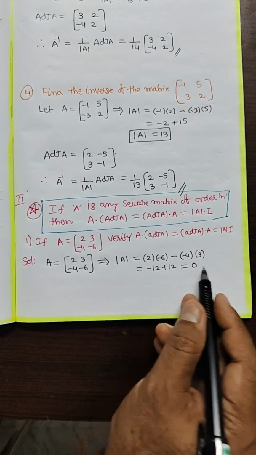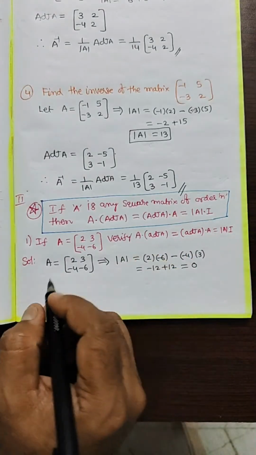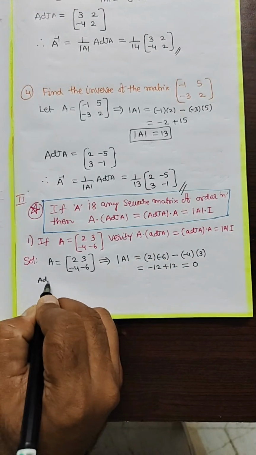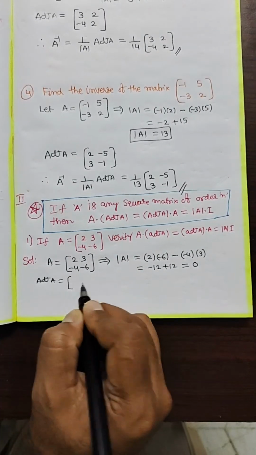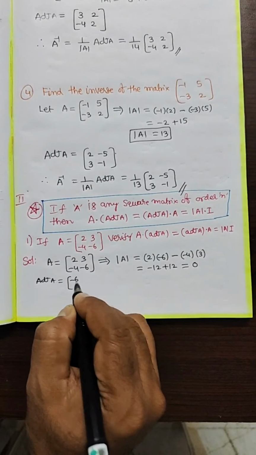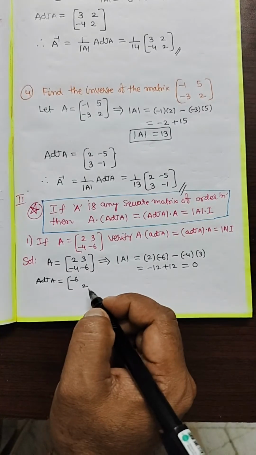So det 0, dear students. Det 0 means no need of A and adjoint A. Adjoint A we can calculate. Adjoint A means interchanging of diagonal elements and sign changing of the other elements.